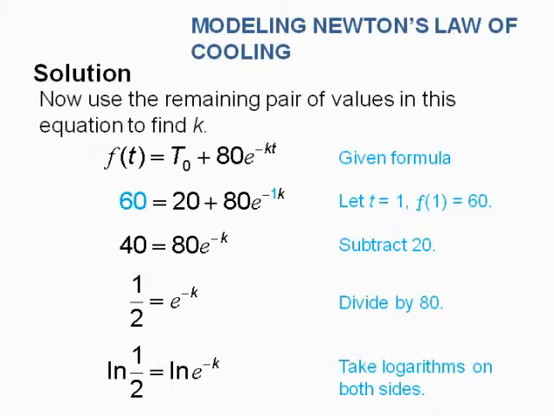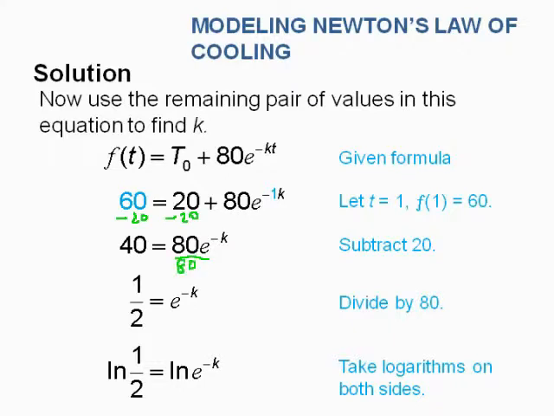Now use the remaining pair of values in this equation to find k. So once you know that f of t equals T sub naught plus 80 e to the minus kt power, we're going to go ahead at time t equals 1 hour, where the temperature dropped to 60 Celsius. So we're going to put 60 in there and solve for k. So subtract 20 from both sides here. Let's show those steps as always. And we're going to get 40 equals 80 e to the minus k power.